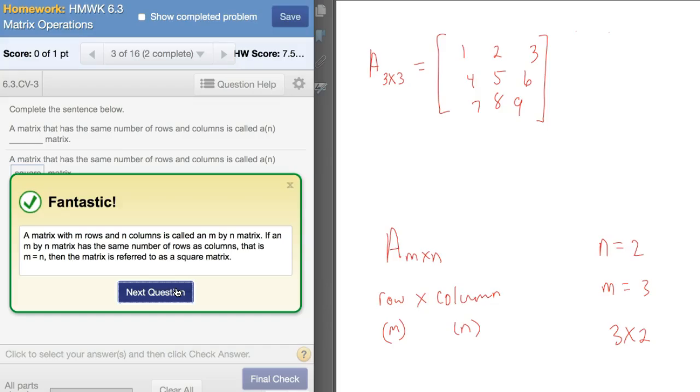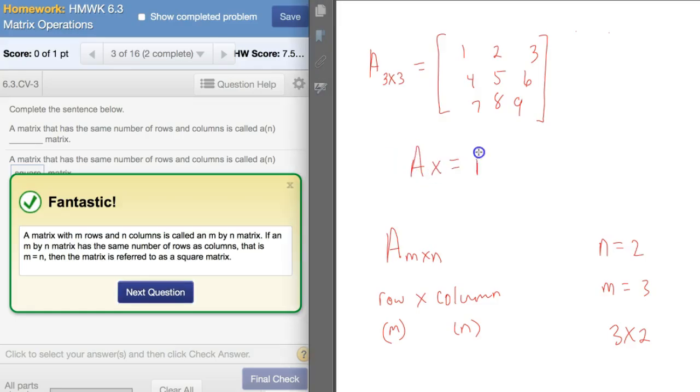Okay, and so where that comes into play is, let's say we have an equation like this: A times X equals B, where A is a coefficient matrix, B is what's called an answer matrix, and X is our variable matrix. To give you an example of what that looks like, I'm going to make up a system here so you can see how that inverse part is important.